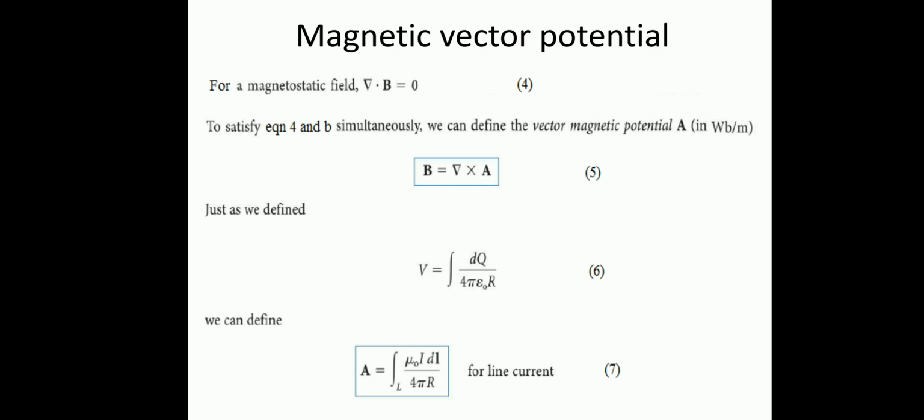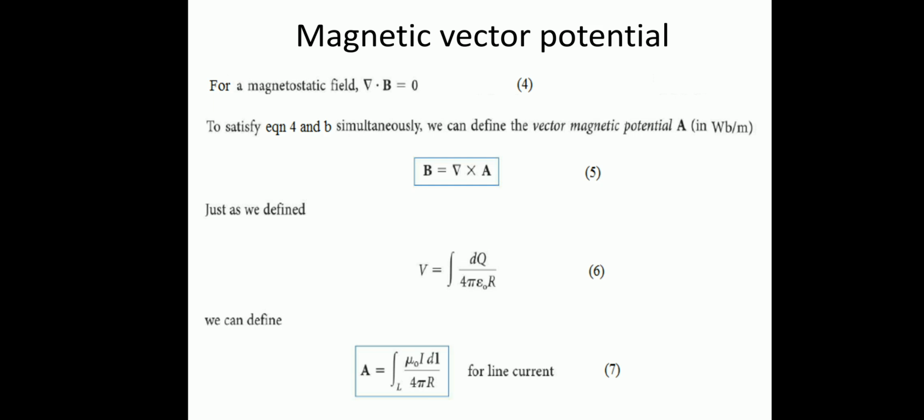So the relation of the magnetic vector potential to the field is B is equal to del cross A. We already defined that the electric potential is the line integral of dq by 4 pi epsilon 0 r. Similarly, we can define the magnetic vector potential A as the line integral of mu 0 I dl by 4 pi r for line current.